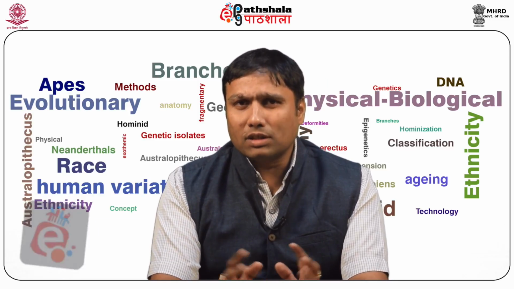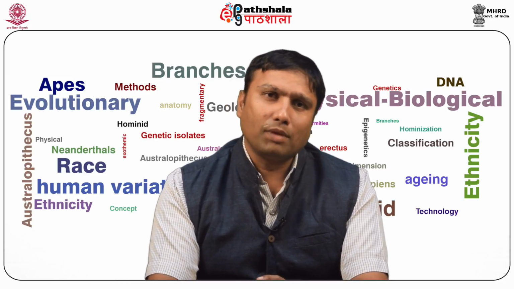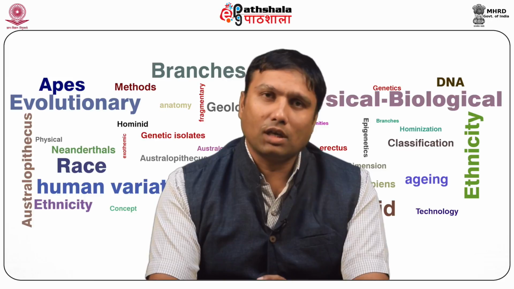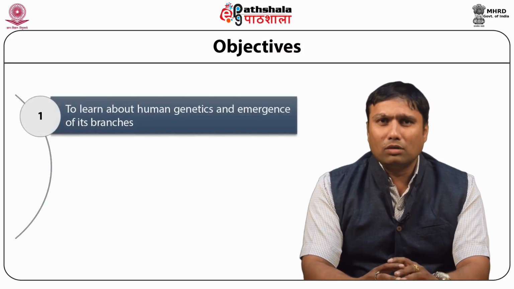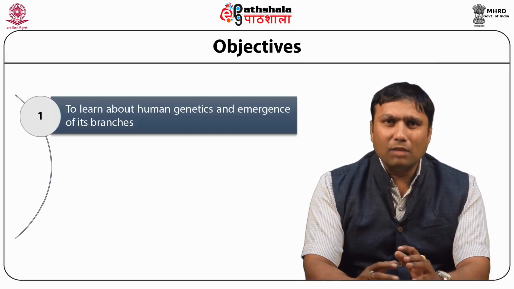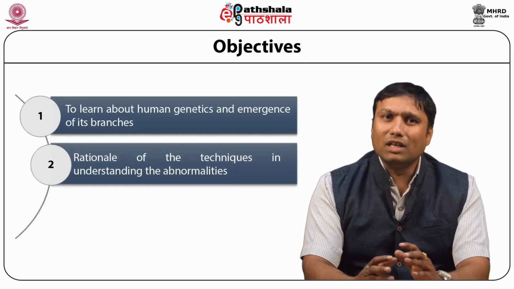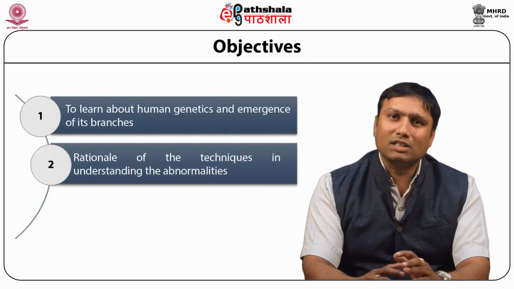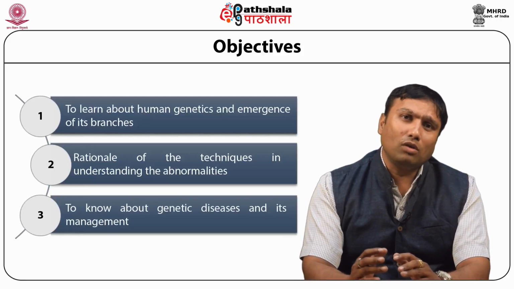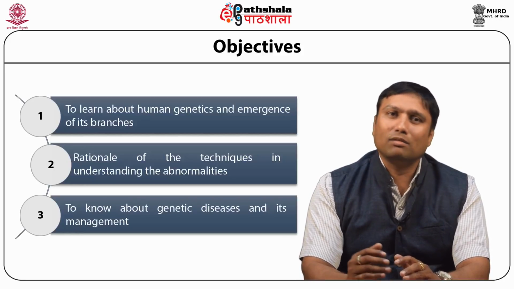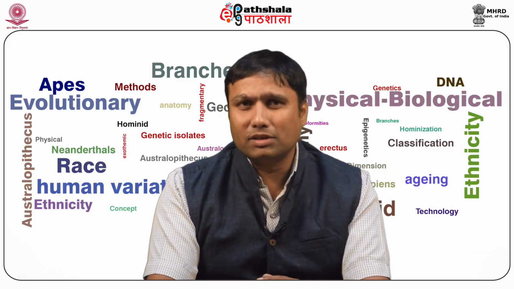Today we are going to discuss a module entitled Branches of Human Genetics under the paper Physical and Biological Anthropology. In this module, we are going to discuss human genetics and the emergence of its branches. We also try to understand the rationale of the technique in understanding abnormalities and also try to know about genetic diseases and their management. Let me give you introductory information related to that.